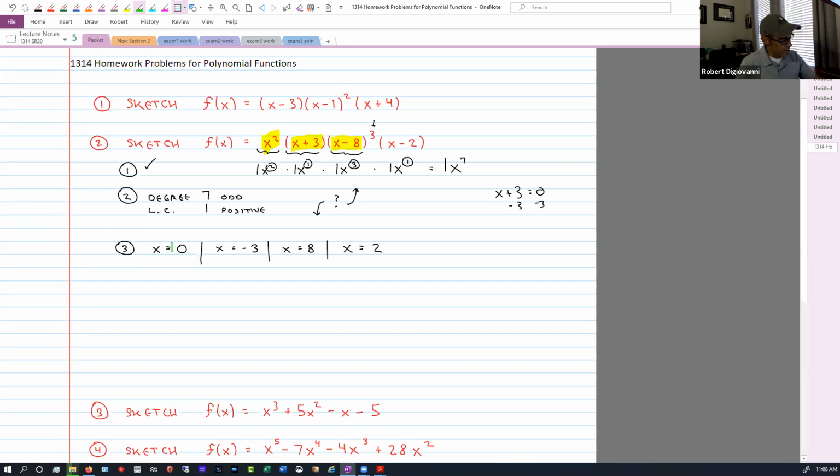And if we look at this x equals 0, that came from x squared. And notice that 2 up there, the power. Anytime the power is even, what do we do?